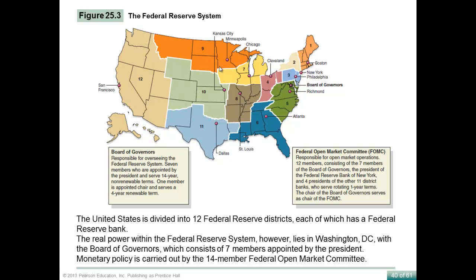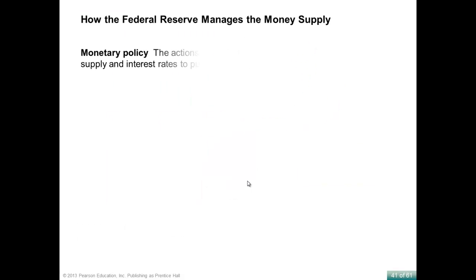The real power within the Federal Reserve, however, lies in Washington, D.C. with its Board of Governors. This consists of seven members appointed by the President, and monetary policy is carried out by the 14-member Federal Open Market Committee, or FOMC. It is responsible for managing the money supply and monetary policy.